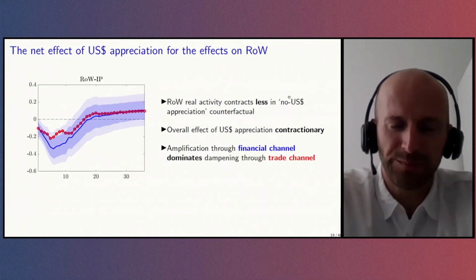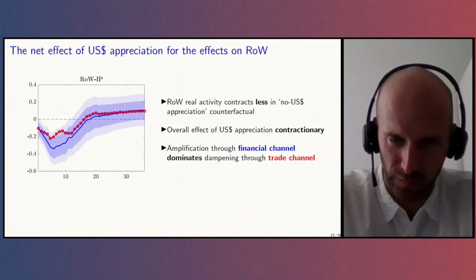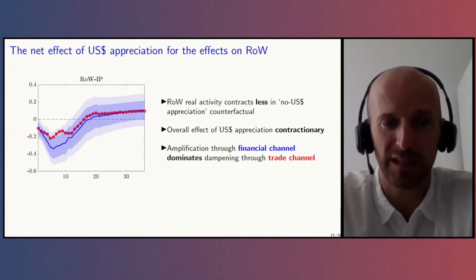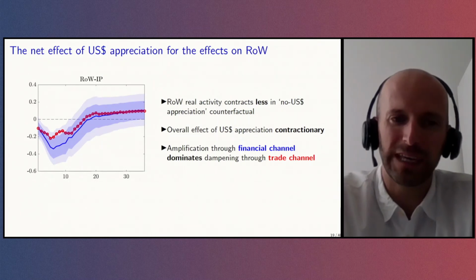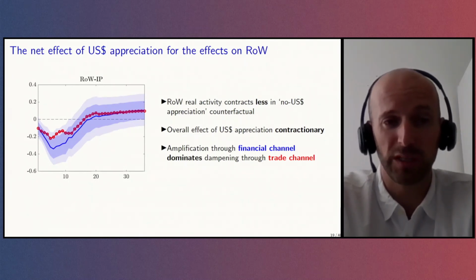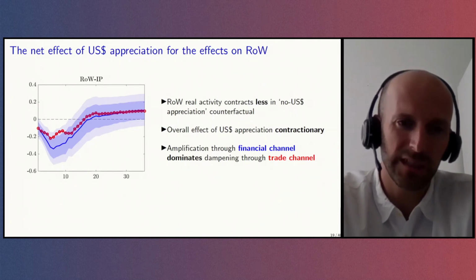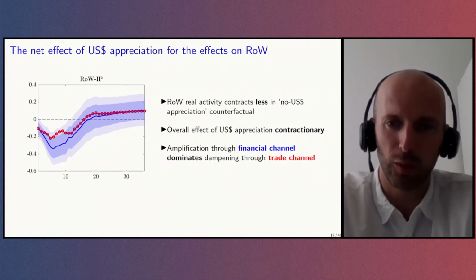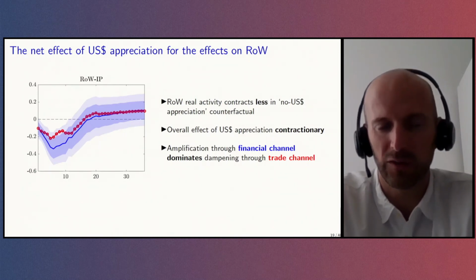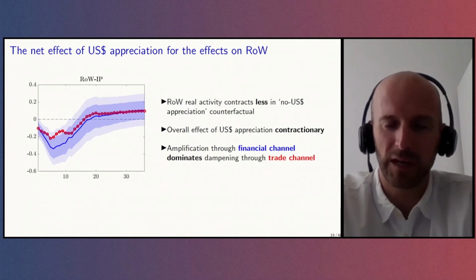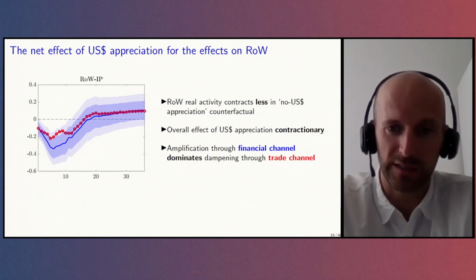This is a key result of the paper. What you see here is the impulse response of rest of the world industrial production to the global risk shock. The blue solid line shows you what we got in the baseline, and the red circle line shows you what we get in the counterfactual. Again, the counterfactual is characterized by the dollar not responding to a global risk shock. And what you see here is that there is a significant, economically significant difference between the effect of a global risk shock on rest of the world real activity across the baseline and the counterfactual. The contraction is much weaker in the counterfactual when dollar appreciation is absent.